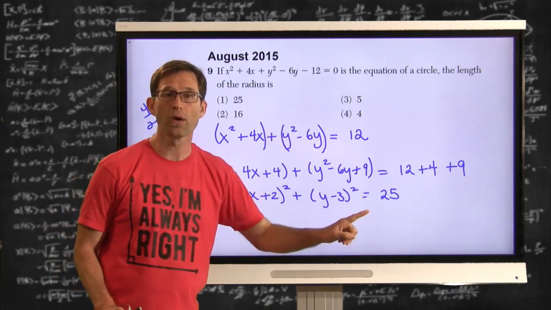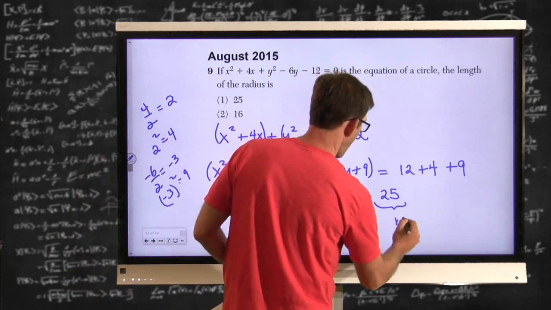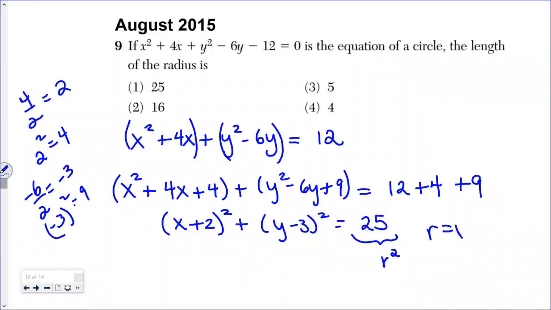And this number here is the square of the radius. This thing is r squared. So the radius will always be the square root of that number. Sometimes it's nice, sometimes it's not nice. In this case, it is.